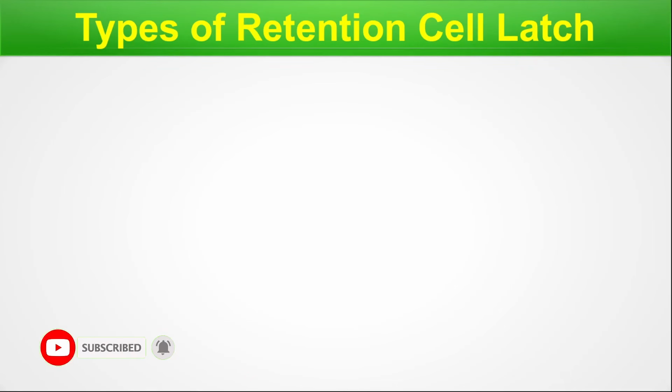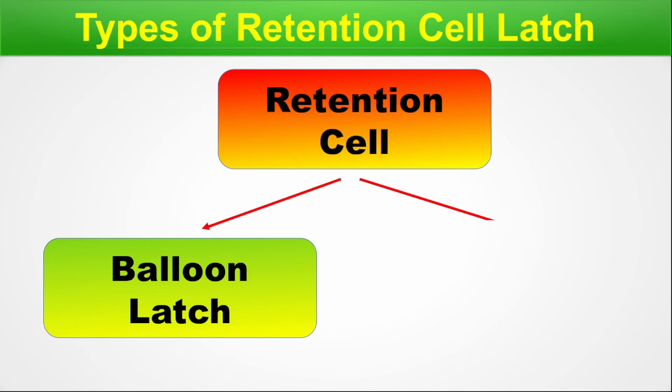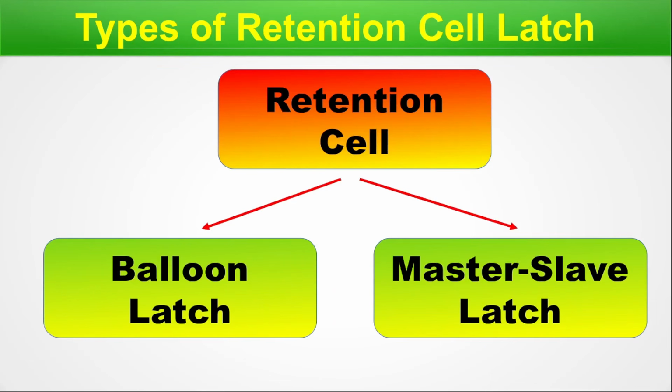Types of retention cell latch. The retention cell can be of two types. The first one is a balloon latch and the second one is known as a master-slave latch. In the upcoming slides, we will get familiar with these two types of retention cells. So done with this particular slide, let's move on to the next.